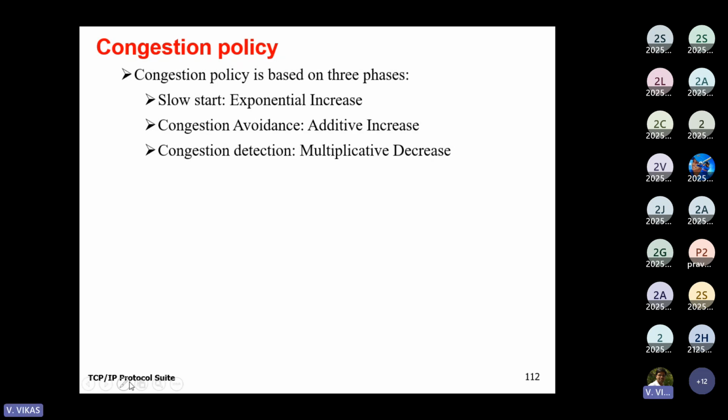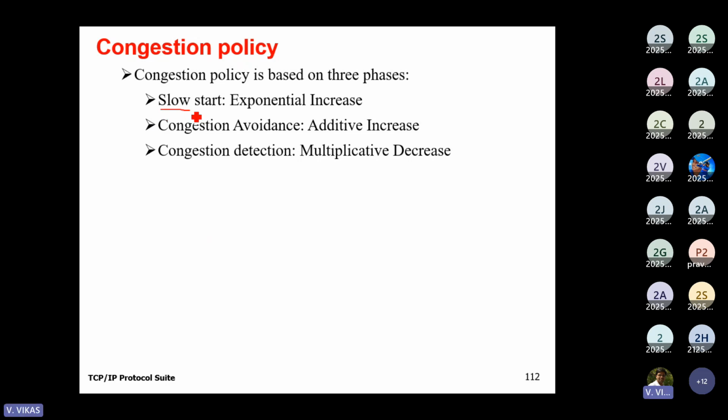So you can see here, in TCP congestion policy, we have slow start, congestion avoidance, and congestion detection stage. These are the three phases which we have in congestion policy of TCP, right? We have also seen these things in laboratory, like how congestion policy is implemented in TCP. Now we will try to see the same thing again.